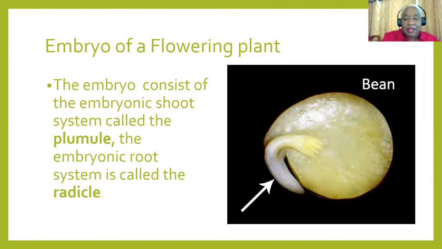So the embryo of a flowering plant. This is a different type of bean, and you can clearly see the embryo in this picture. You can see pointing downwards is your radicle, and the curved part that is still inside the cotyledons looks like it has little tiny feathers, which are the embryonic leaves. So the embryo contains an embryonic shoot system called the plumule and the embryonic root system called the radicle.